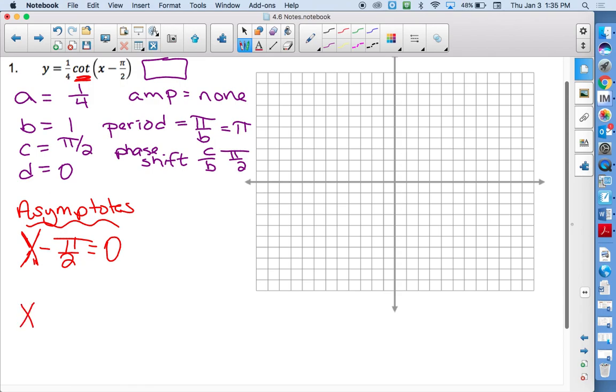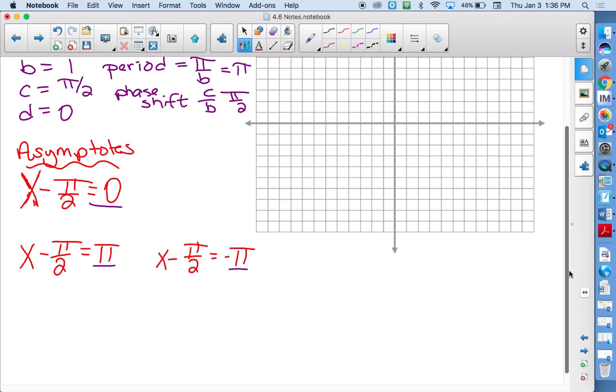Virginia, another asymptote for cotangent would be pi. And then a third asymptote for cotangent is negative pi. So these 3 numbers represent where the asymptotes are usually located if you just had y equals cotangent of x. We're going to find the new location just by getting x by itself. So that's, I think, what Virginia was giving me.